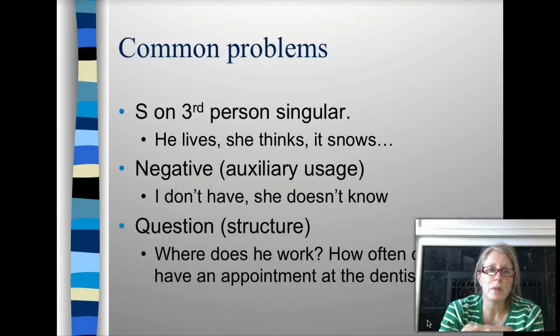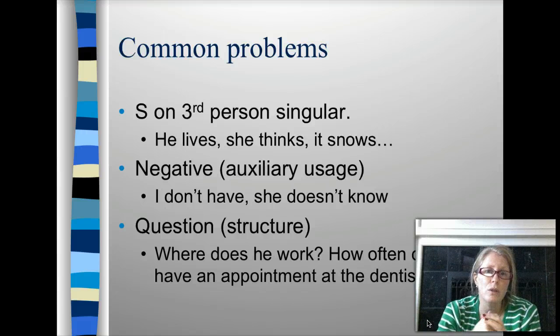Some common problems that people have when they're using a simple present is they forget to put the S on the third person singular. He lives, don't forget. She thinks, or it snows. Sometimes I also see that people will put a contraction, like an apostrophe here. That's incorrect also. And don't forget that we pronounce the S in English. So he lives, she thinks, it snows. I'm exaggerating a bit.